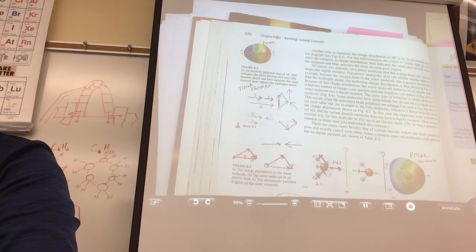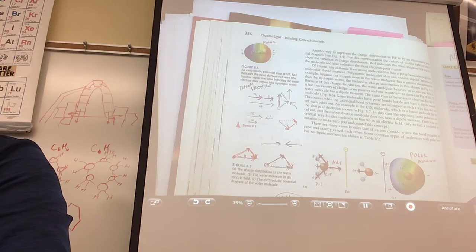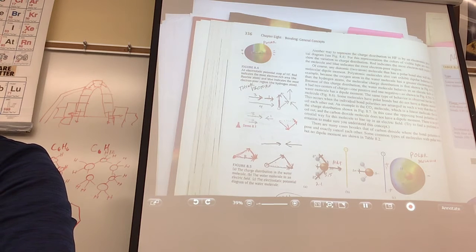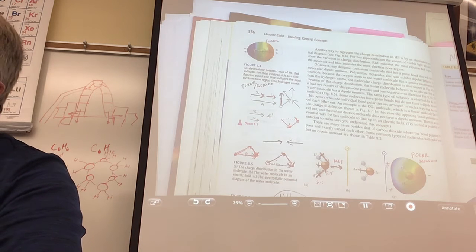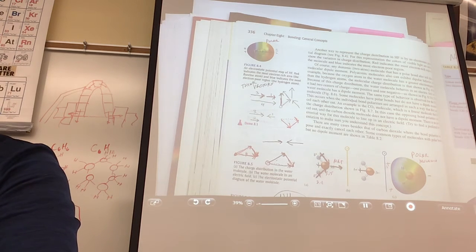Same thing here. How many valence electrons does nitrogen have? What column is it in? 5. Okay, and so 3 of them are involved in bonding here, and it means that there's a pair of electrons right here, and that also kind of makes that 4th leg there.